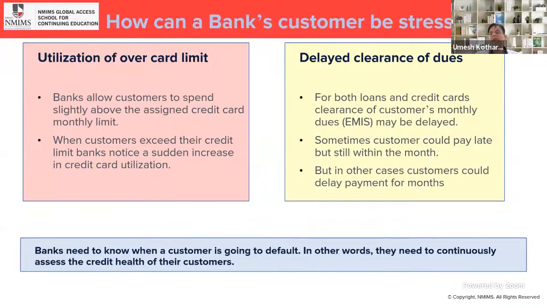If you do this regularly, banks should be able to know, preempt, that this is a segment which is vulnerable and I will track it, because that is impacting the health of my organization, because it's impacting the health of my customer base. And I can therefore say that my customer segment is an unhealthy segment and not a segment that I can rely on. So utilization over the card limit and delayed clearance of dues are two strong variables to determine the credit health of the customer.